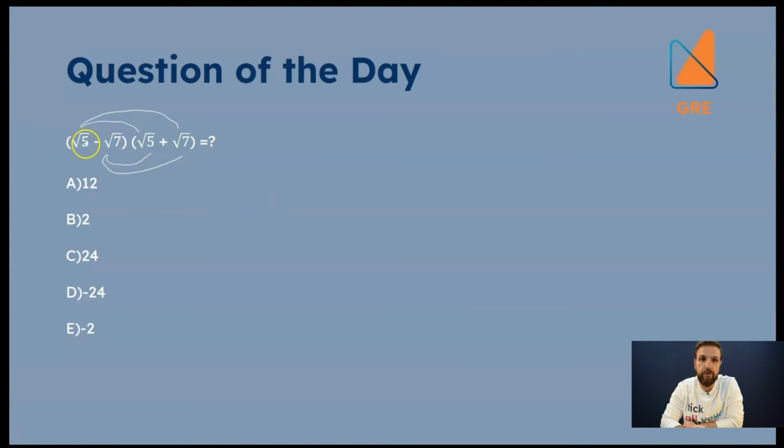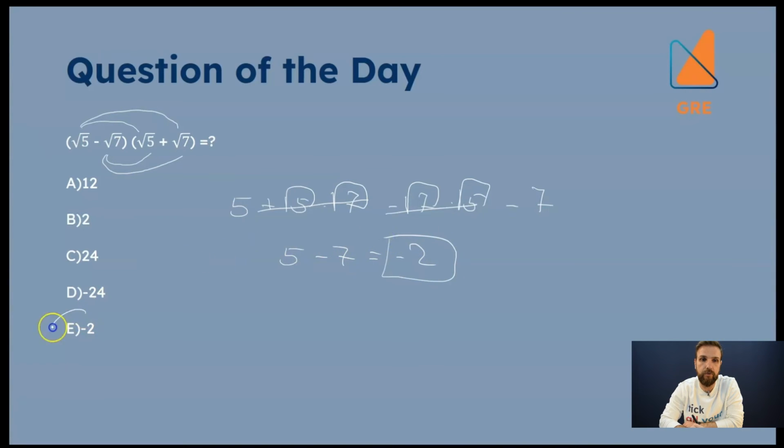Let's do that. We have square root of 5 times square root of 5. That would be square root of 5 to the power of 2. So the square root would be cancelled out with the exponent, and we would be left only with a 5. Here we have square root of 5 times square root of 7. Then we have minus square root of 7 times square root of 5, so they cancel each other out. Then minus square root of 7 times square root of 7, we would be left with only 7. Here what we have is 5 minus 7, and the answer for this question is minus 2.